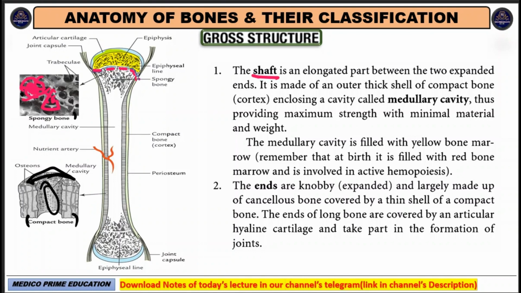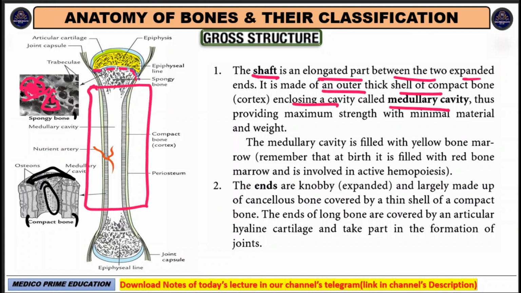So it has a shaft. Shaft means an elongated part between the two expanded ends, made up of an outer thick shell of compact bone, enclosing the cavity called the medullary cavity. So this is the part of the shaft, thus providing maximum strength with minimum material and weight. So it provides a weight bearing substance here.